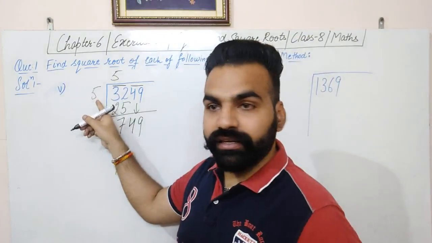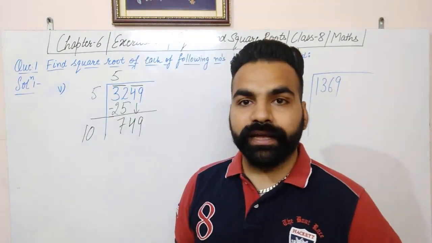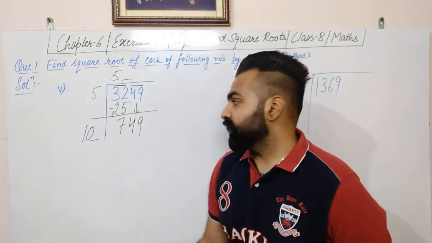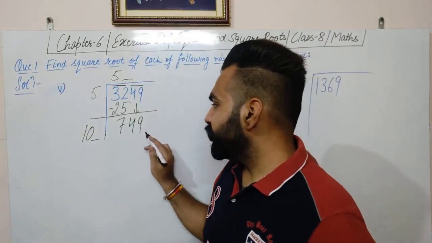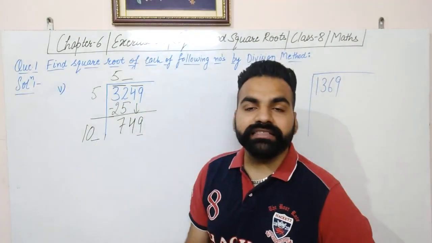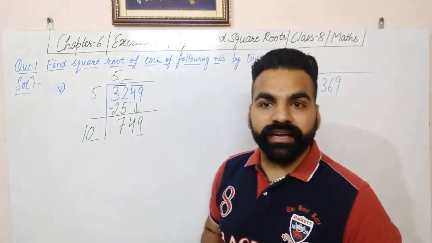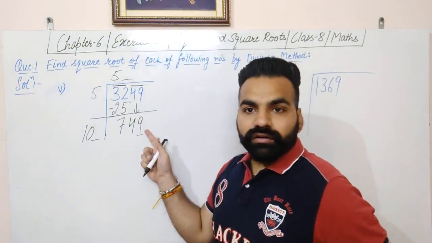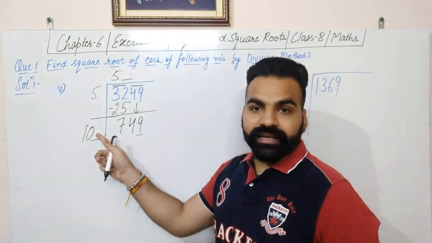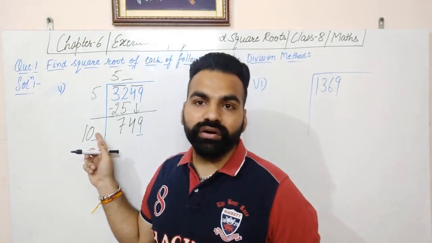Now we will double the divisor here. So the double of 5 is 10. We will put a blank here and we have to take the same digits. Now the unit place is 9 here. So the only two possibilities which can be in this blank are either 7, because 7 square is 49 and the unit place of 49 is 9, or 3, because 3 square is also 9. So there are two possibilities, either 3 or 7.